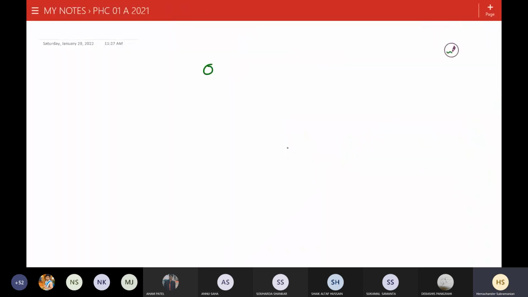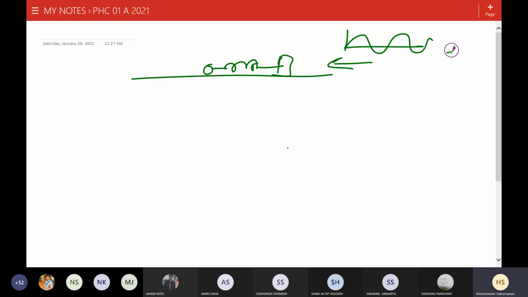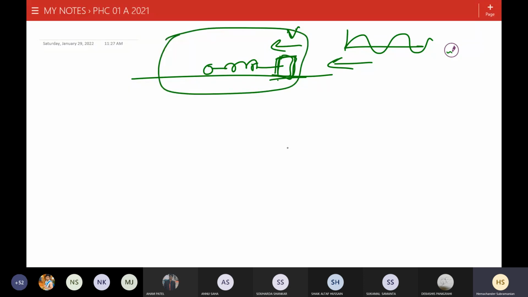Let's say you have an oscillator, and you're going to apply a certain oscillatory force to this oscillator. You don't know the initial condition. You don't know what it is doing initially. So initially, let's say it has a certain velocity v. So there was probably an oscillation even before you applied the force.